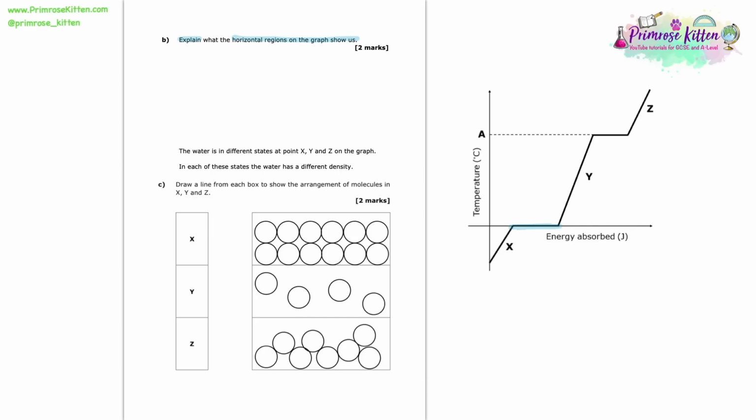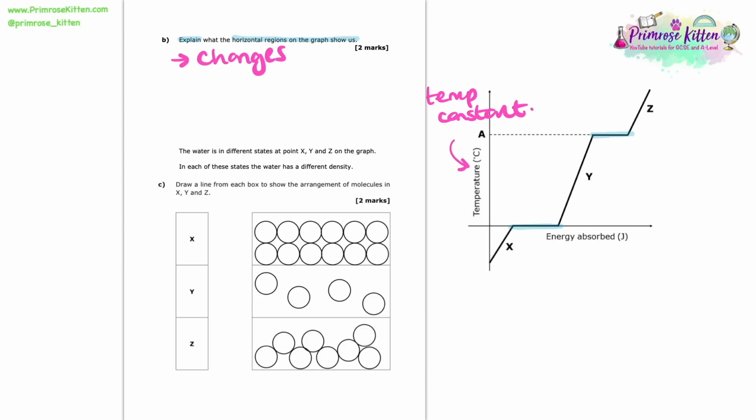Here we're asked to explain what the horizontal regions on the graph show us. So I've included this diagram here for us to look at. So here are the horizontal regions we're being asked about. Now notice that in those horizontal regions, the temperature is constant. The temperature isn't increasing at all at those points.